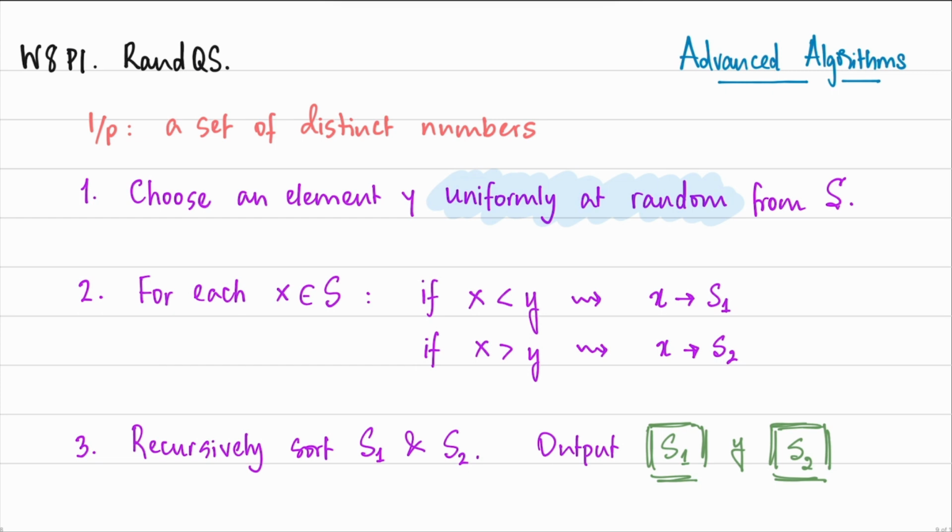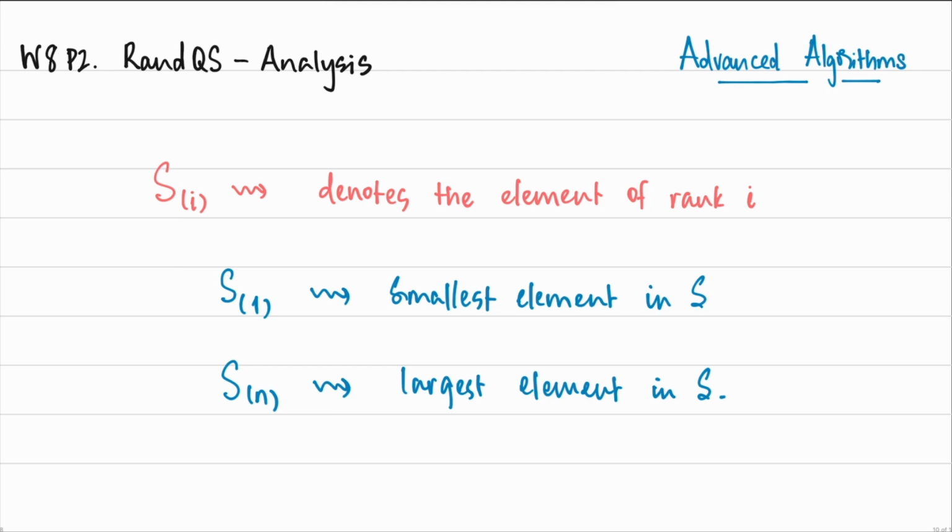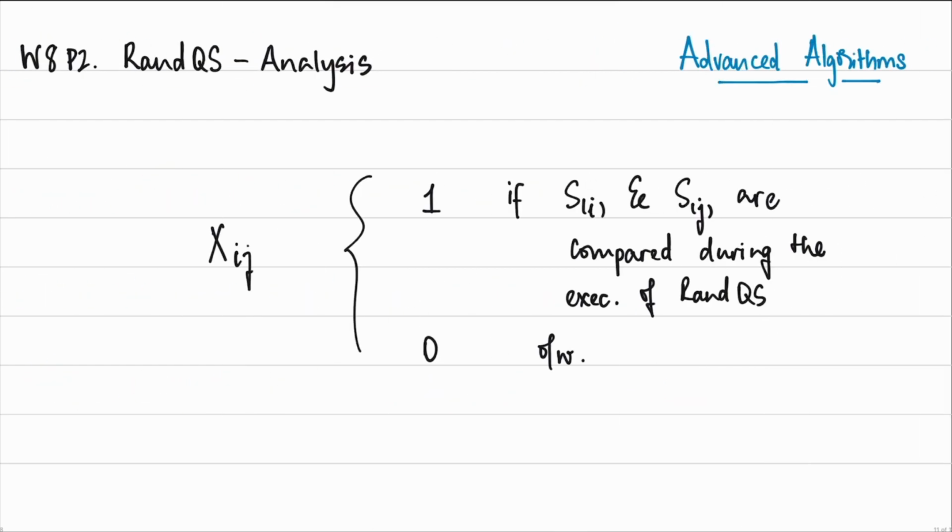So let's first of all use S sub i to denote the ith ranked element in the set S, and ranks go from bottom to top. So assuming that S has n elements in it, I'm going to say that S1 is the smallest element and Sn is the largest. So that's our notation here, and I'm going to use the random variable Xij to capture whether or not Si and Sj were compared in a given run of the algorithm.